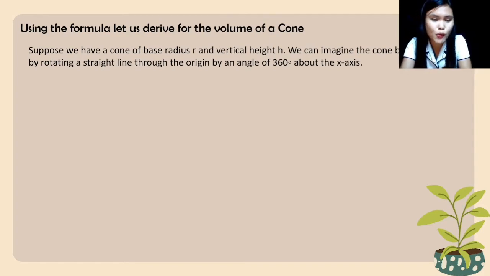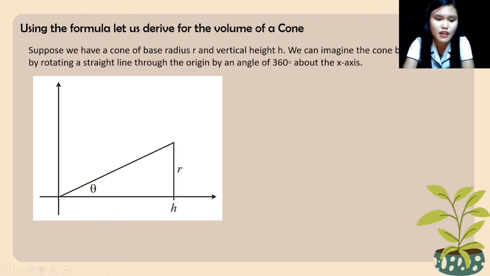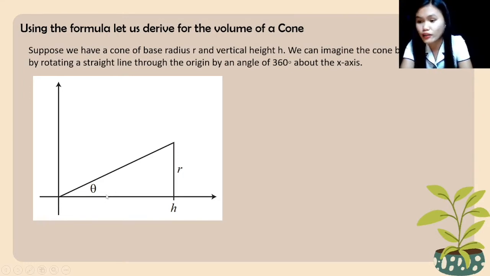So suppose that we have a cone of base radius r here and vertical height h. We can imagine the cone being formed by rotating a straight line through the origin by an angle of 360 degrees about the x-axis. Now, this line here is rotated around the x-axis, right? So we have here 2 points. The first point here is the coordinate 0, 0, right? And the second point here, we have h and r, right?